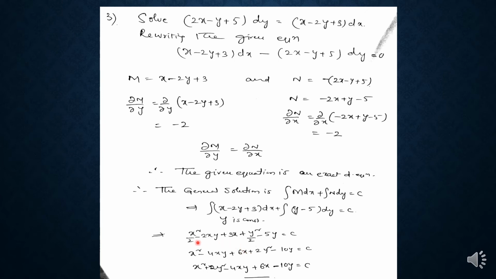By simplifying this, we will get x square plus 2y square minus 4xy plus 6x minus 10y is equal to c. So this is the general solution of the differential equation (2x minus y plus 5) dy is equal to (x minus 2y plus 3) dx.